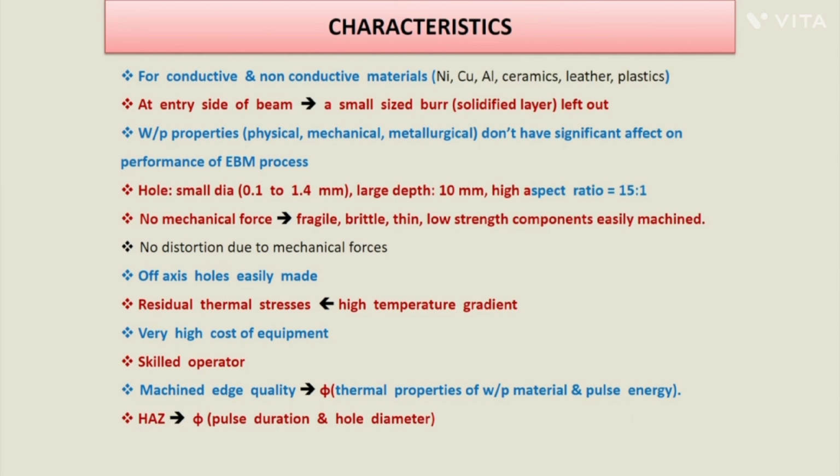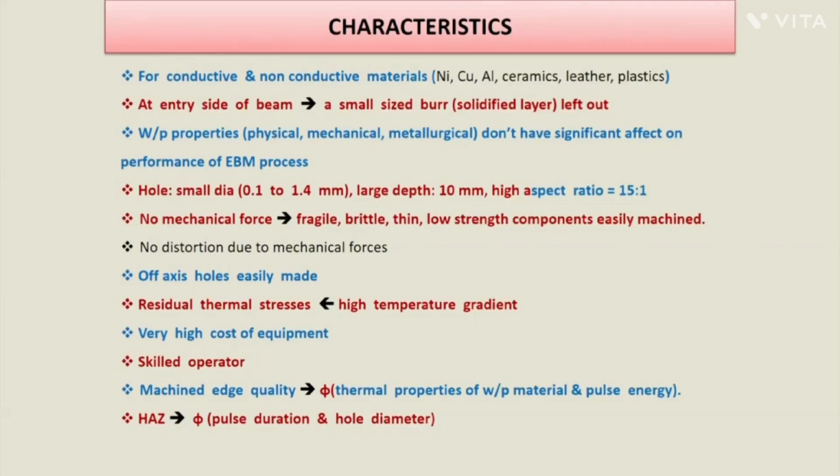There is no mechanical force, because in this electron beam machining process the tool does not touch the workpiece surface. So any kind of thin and fragile material can be machined, and low strength components can be easily machined by this process. Hence, as the tool does not touch the workpiece surface, there is no distortion of the workpiece due to mechanical forces.